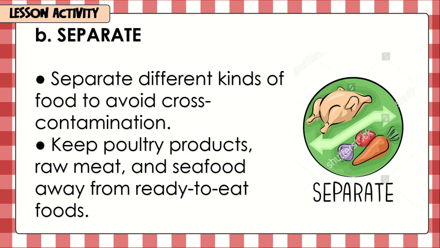Next is separate. Separate different kinds of food to avoid cross-contamination. Keep poultry products, raw meat, and seafood away from ready-to-eat foods.